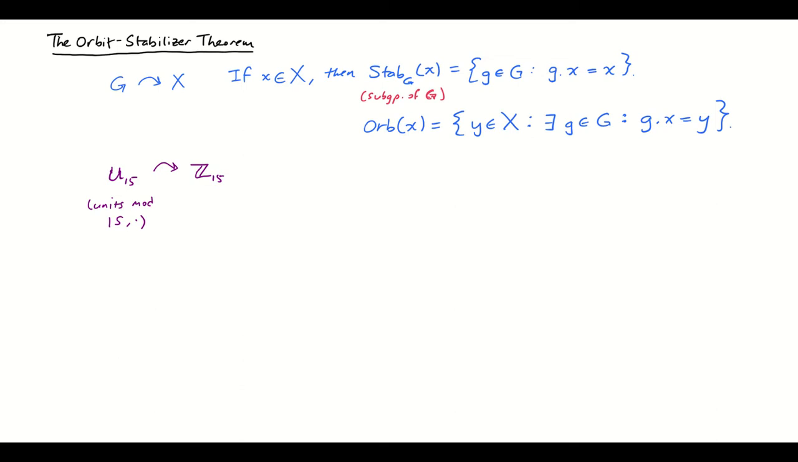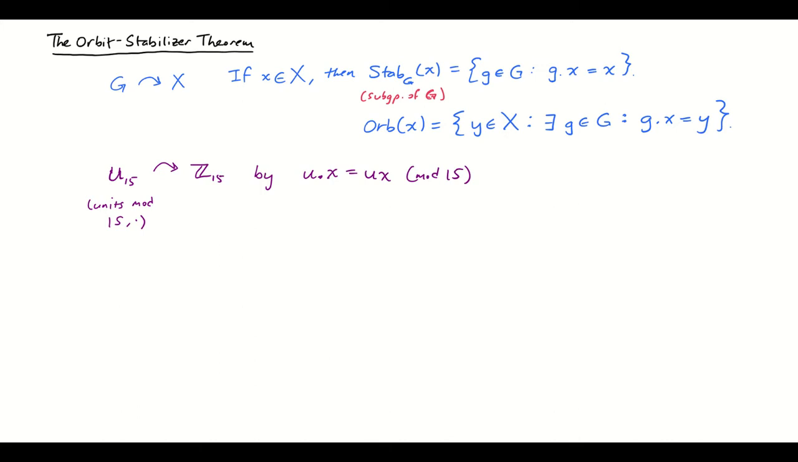This is going to be similar to an example that we did previously. We're going to have this act by, let's call the units U, U dot x equals Ux in mod 15. And we're going to analyze orbits and stabilizers of various elements of Z mod 15 under this group action.